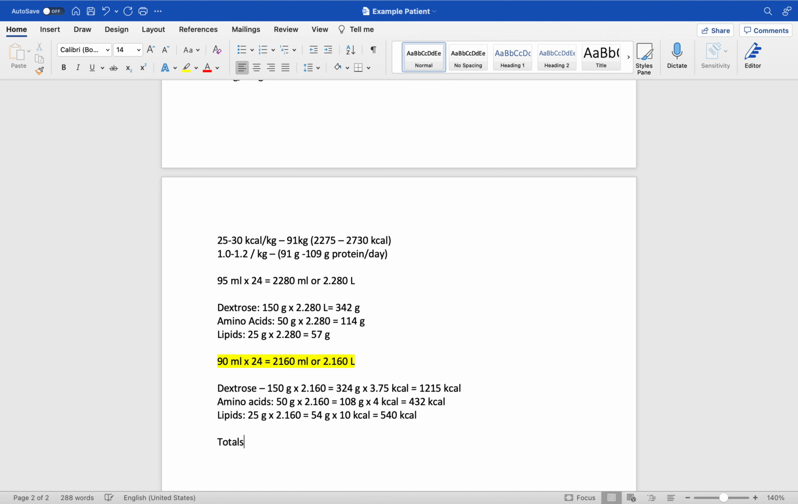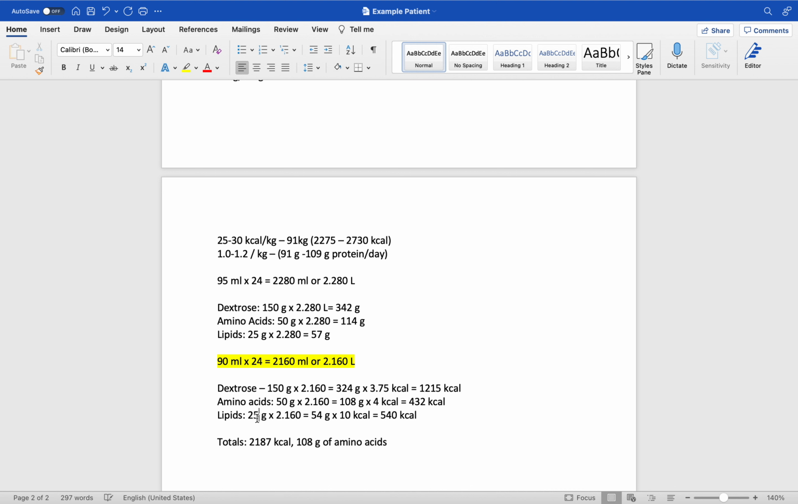So what are our totals? Adding up all the calories, 1215 plus 432 plus 540 is 2187 kcal and 108 grams of protein, of amino acids. So again, this is a scenario where I'm a little lower on my calories than I would like to be. I'm at 2187 and I wanted 2200. It's really not that big a deal. It's pretty good that it's right there, like it's pretty close.